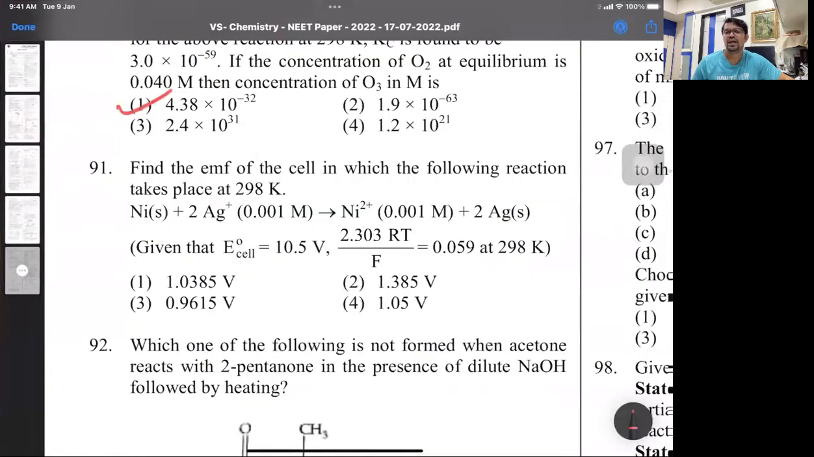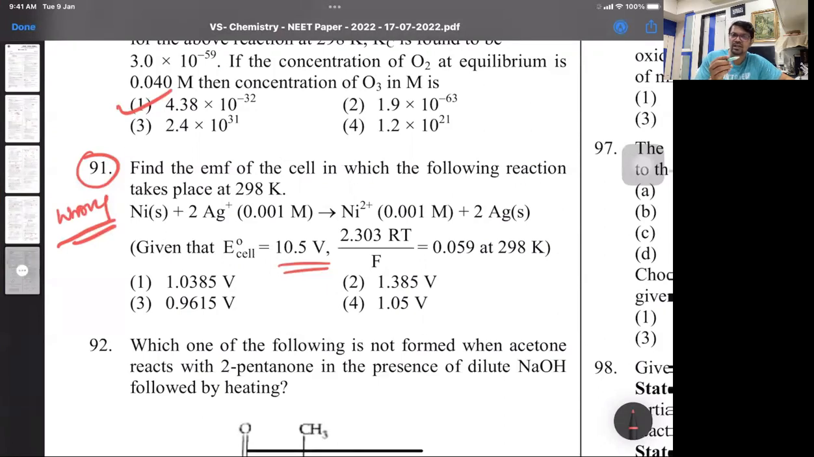Then find out the EMF of the following cell reaction. Now this question is actually an ambiguous question, or you can call it a wrong question, because they have given the E naught of the cell as 10.5 volts. Technically a misprint, it should be 1.05 volts. Simple understanding for the numerical part: to increase the EMF, either you decrease the concentration of the ions formed at the anode, or increase the concentration of the ions undergoing reduction at the cathode. Then the EMF will increase.